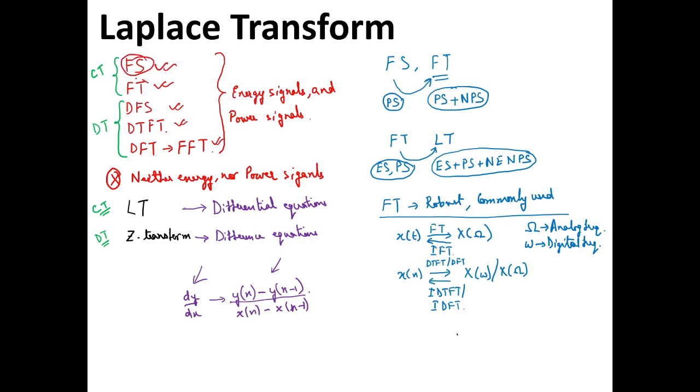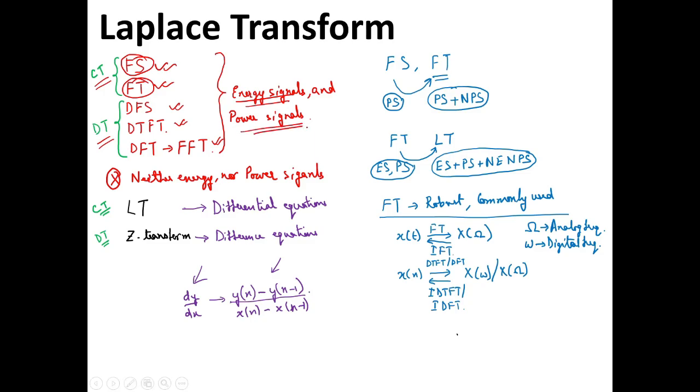If you look at the transforms, Fourier series and Fourier transform were mainly meant for continuous time signals, whereas discrete Fourier series, discrete time Fourier transform and discrete Fourier transform were meant for discrete time signals and systems. Now, in general, the signals which can be analyzed using all these transforms discussed till date are either energy signals or power signals.